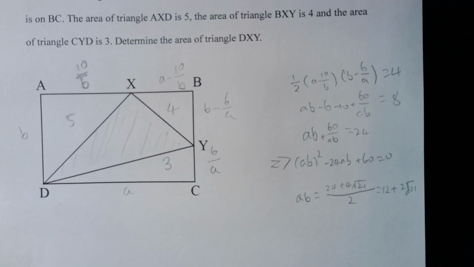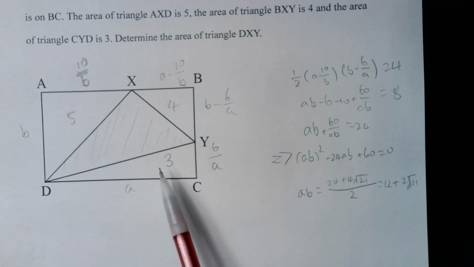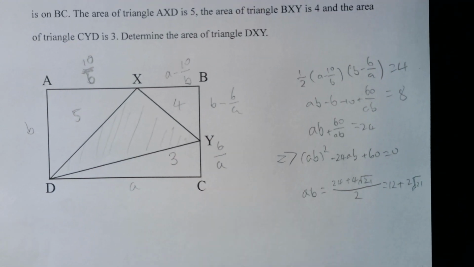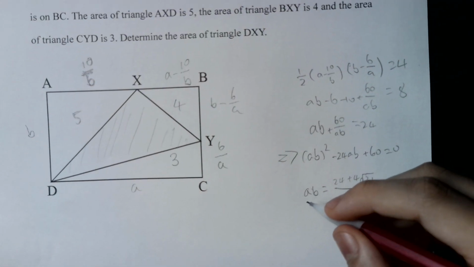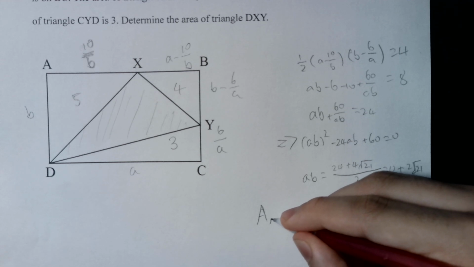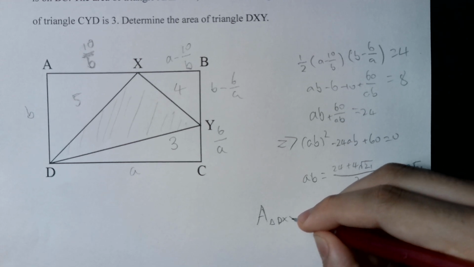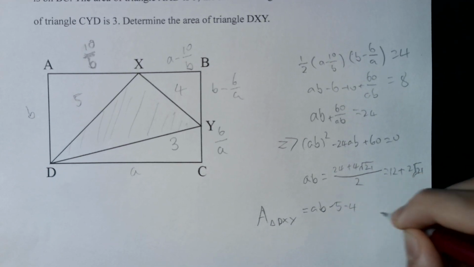And as I said earlier in the video, the area of DXY is just going to be the area of the entire rectangle minus these 3 smaller triangular regions. And now that we know that this side is B and this side is A, it means that the area of the entire rectangle has to be equal to AB, or 12 plus 2 times square root 21. I should also make that a little bit more visible. Right, so now the area of DXY. I'll just say A for area, and I'll write triangle DXY. This is going to be equal to AB minus 5 minus 4 minus 3.